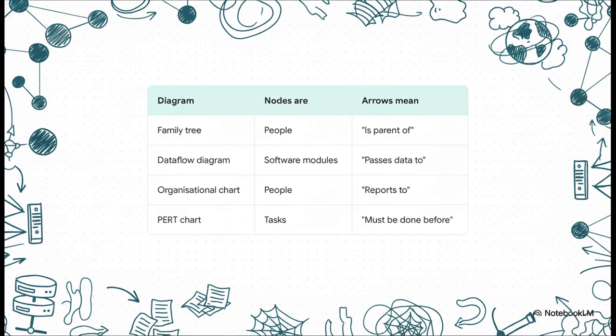This table here, it's straight from the proposal, and it shows how nodes and links can describe almost anything you can think of. In a family tree, the nodes are people, and the links mean "is the parent of." For a software diagram, nodes are modules, and the links mean "passes data to." It's like a universal language for explaining how things relate to each other.